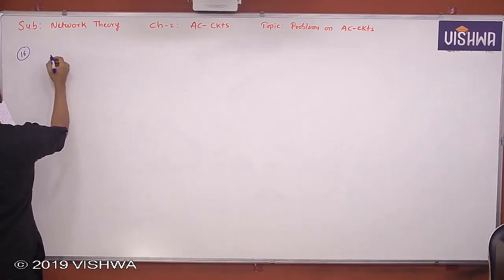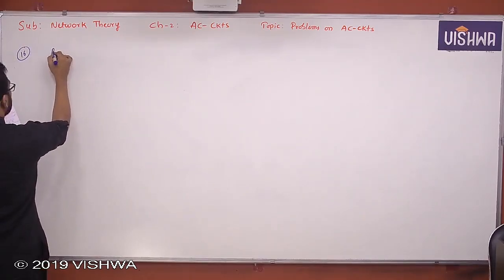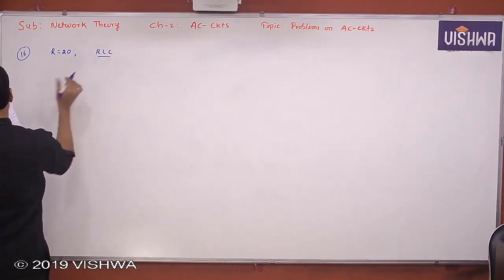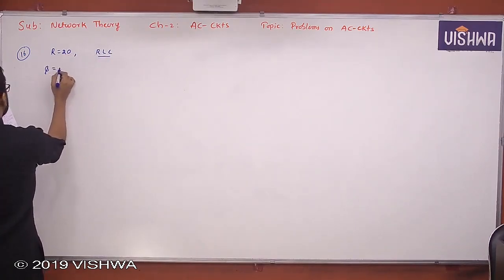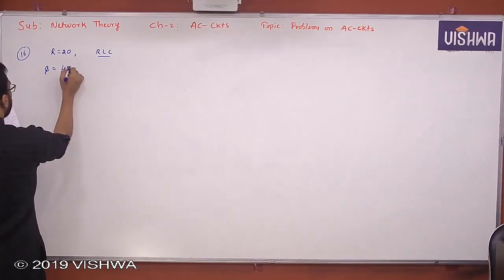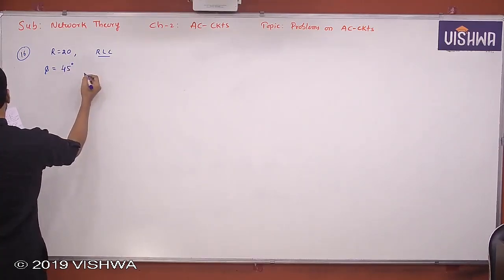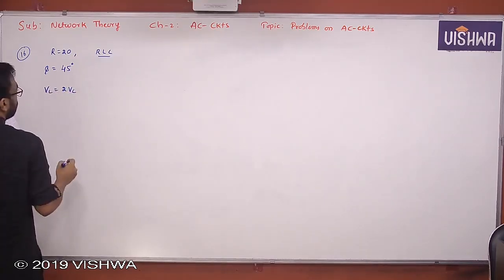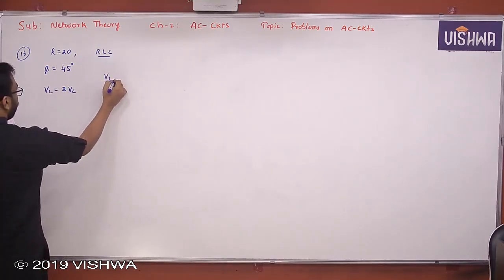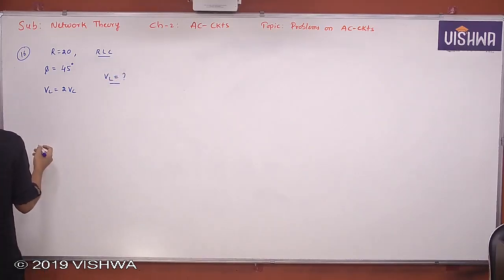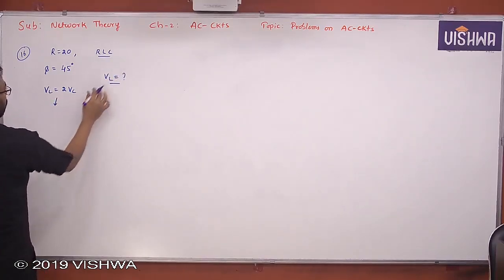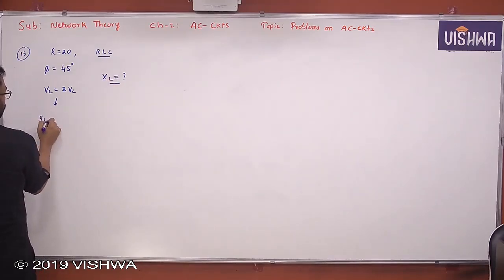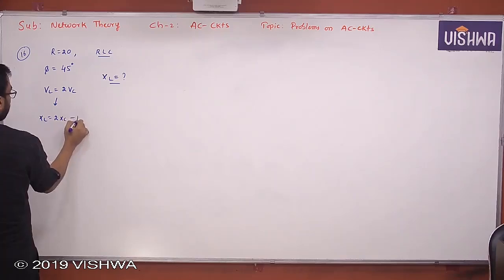So we already discussed the data. What was the data given actually? R is equal to 20 ohm and it's an RLC series circuit. The current lags behind the voltage by 45 degrees, and the voltage across the inductor is twice the voltage across the capacitor. So he's just asking for the value of VR. Clear? So from this we know that XL is equal to 2 times XC. This is equation 1.